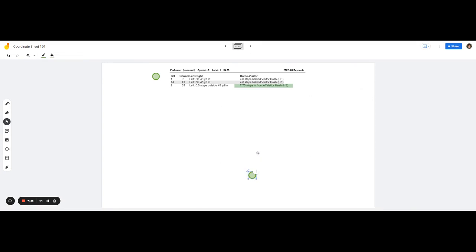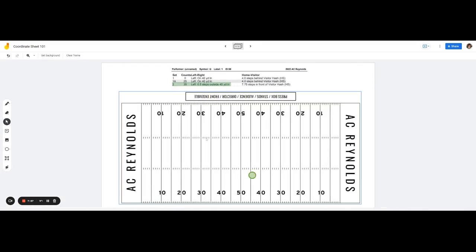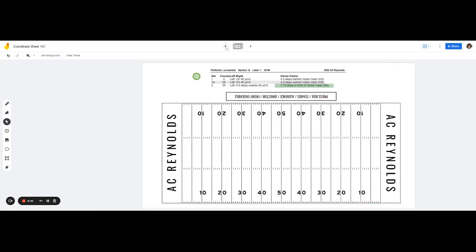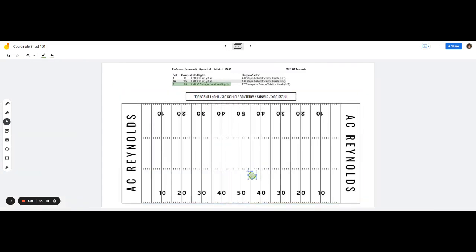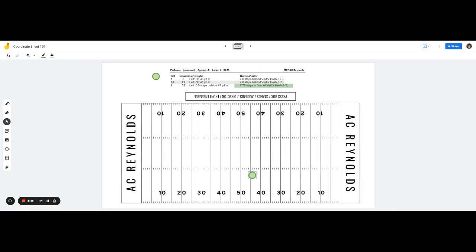And now I need to, I couldn't take that with me. There we go. Let's put our coordinate there too. Okay, so we're half a step outside the 45-yard line, and now I have to be 7 3/4 of a step in front of the visitor hash. All right, so there's the home side line. There's the home hash. Here's the visitor hash. I need to go 7 3/4 of a step in front of it.